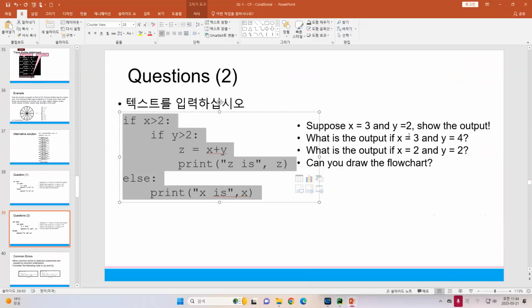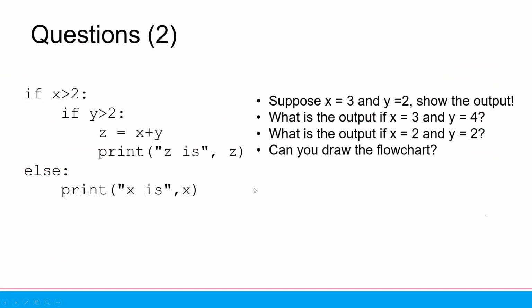So what is the output if x equals 3 and y equals 4? 3 is higher than 2? Yes. 4 is higher than 2? Yes. So x plus y, 3 plus 4, we will print this one. What if x equals 2 and y equals 2? x greater than 2? No. Then we will print x is 2.